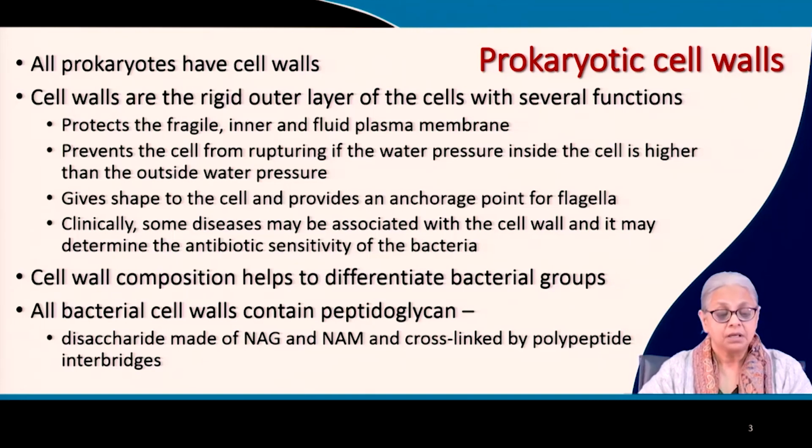The second is to maintain the water pressure at the level that is required for the cell to function. So it prevents the cell from rupturing if the water pressure inside the cell becomes higher than the outside pressure. So that equilibrium is maintained by the cell wall. The cell wall itself is a rigid membrane. Unlike the plasma membrane, it gives shape to the cell, and it provides an anchorage point for the flagella.